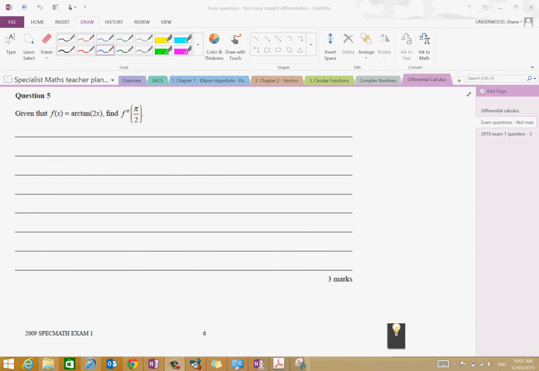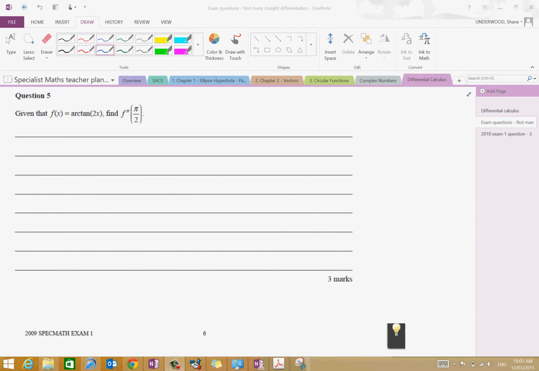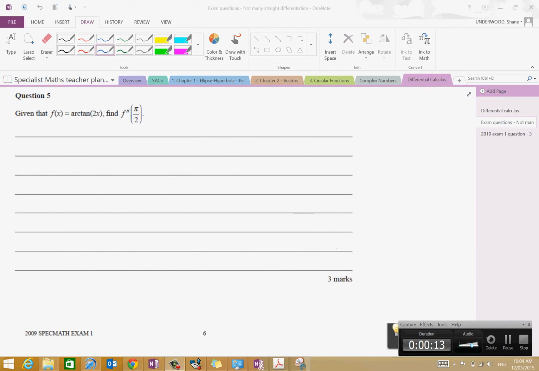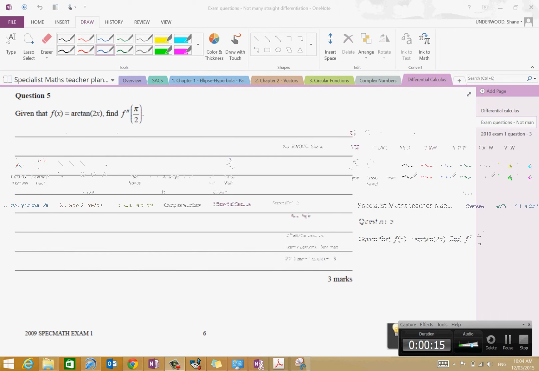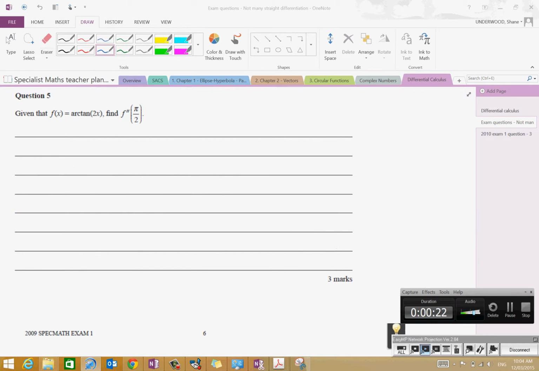I'm going to show you how I would do this question. Can I just say this? There are not that many straight differential calculus questions, because a lot of the time it's differential equations, chapter 8, or applications of integration, these sorts of things. But if you can't differentiate, you can't anti-differentiate.